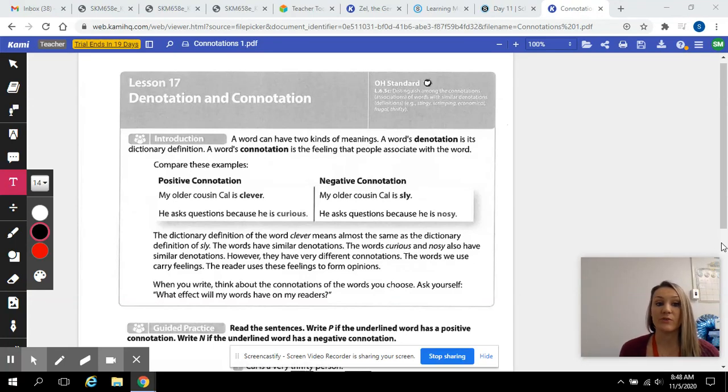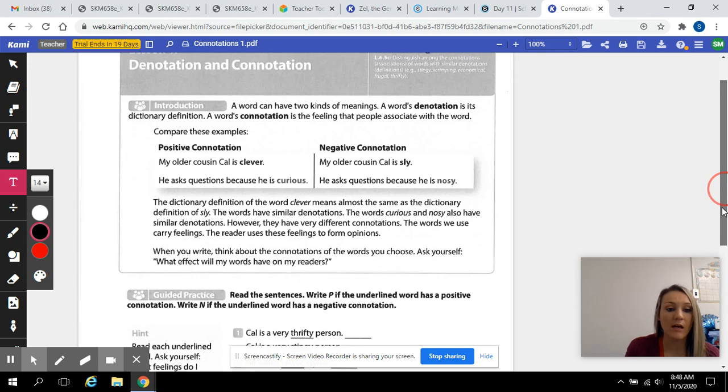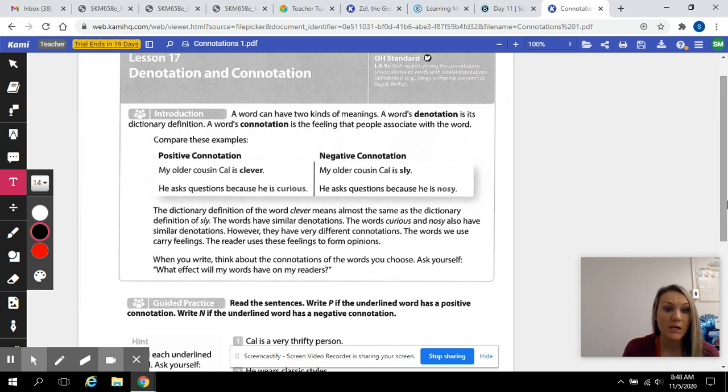So I am going to introduce denotations and connotations to you guys. I'm just going to go over this worksheet with you first. A word can have two kinds of meanings. A word's denotation is its dictionary definition. If you were to look in the dictionary and find a word, that's its denotation.